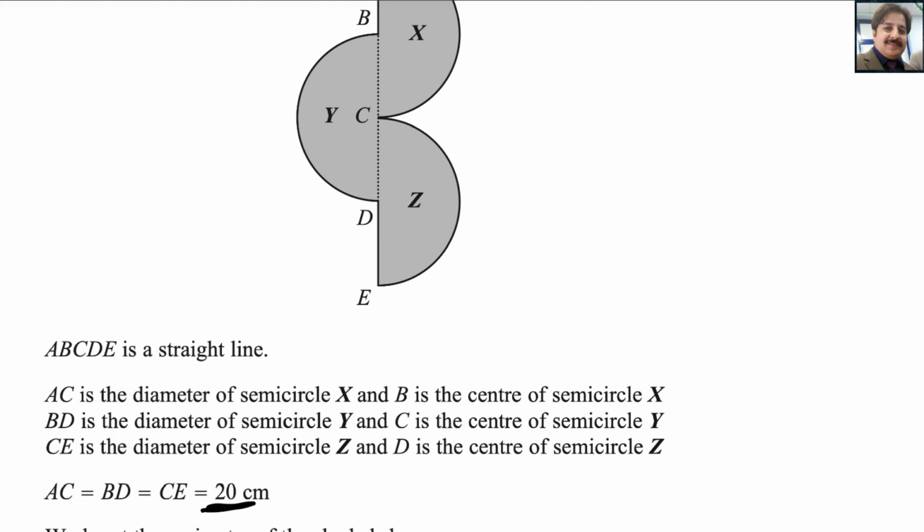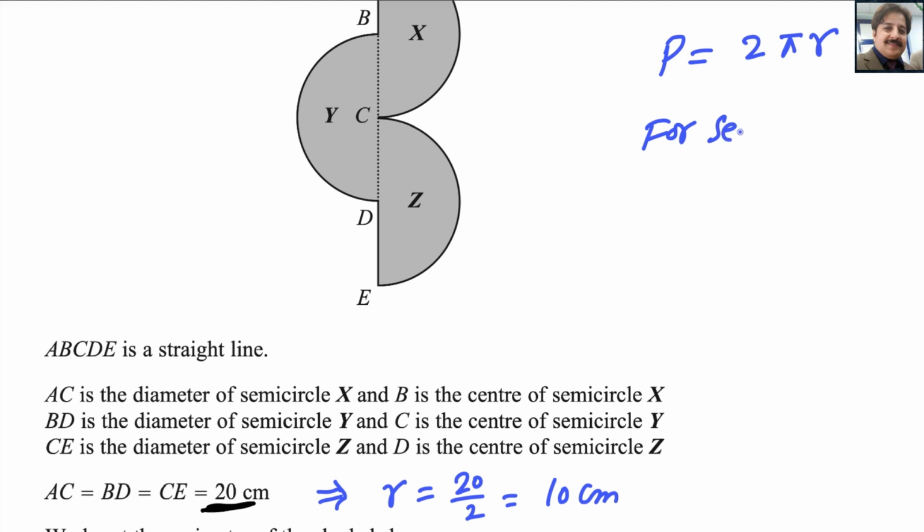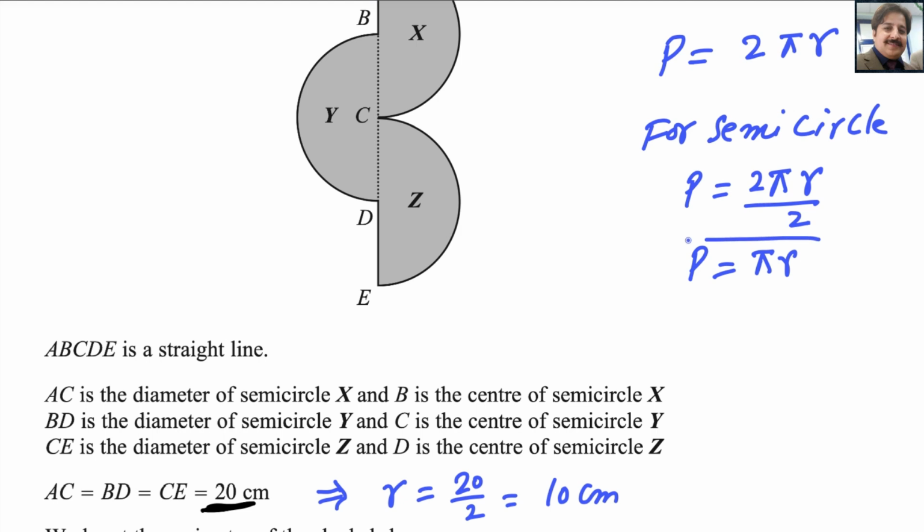The diameter is 20 for each. So you know that the radius for each circle will be 20 divided by 2. That will be equal to 10 centimeters for sure. And perimeter of circle is equal to 2 pi r. If you remember, perimeter for one circle, in other words, circumference of the circle is equal to 2 pi r. For a semicircle, it will be equal to pi r. 2 pi r divided by 2, so it will be equal to pi r. Hopefully you understand this.